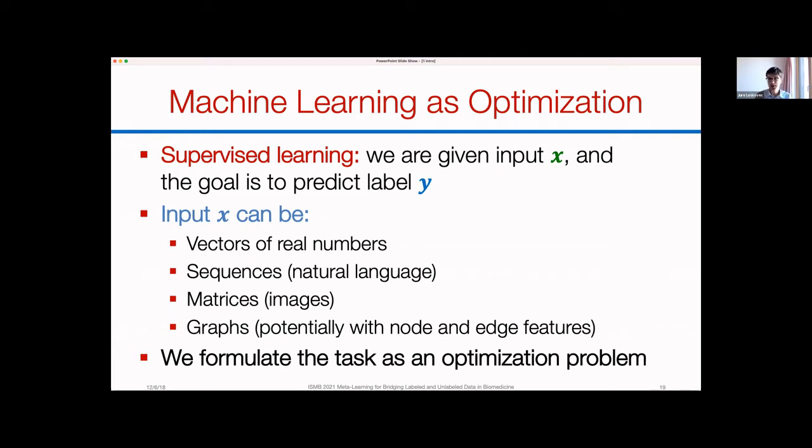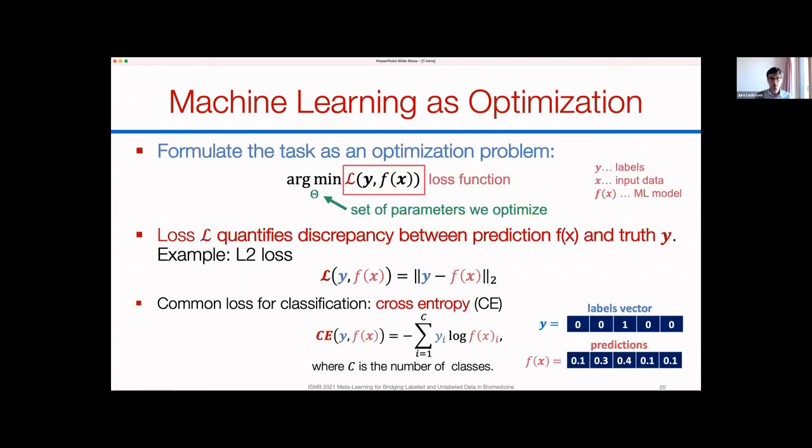For example, for molecules, it would be whether the molecule is toxic or not. Right? And now we want to learn a function that will take X and output Y. And learning this function will be formulated as an optimization problem. So we want to formulate the task of learning the model, the function F, as an optimization problem. The point being is that we are going to define what is called a loss function L that takes in the input labels Y, as well as the input data X.